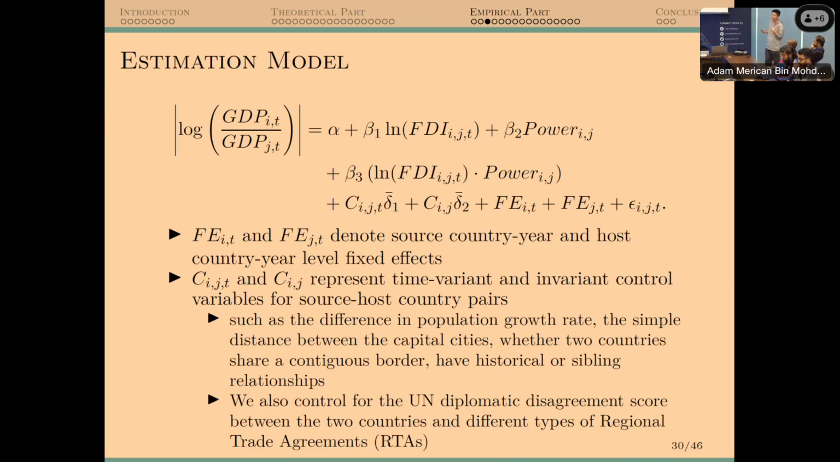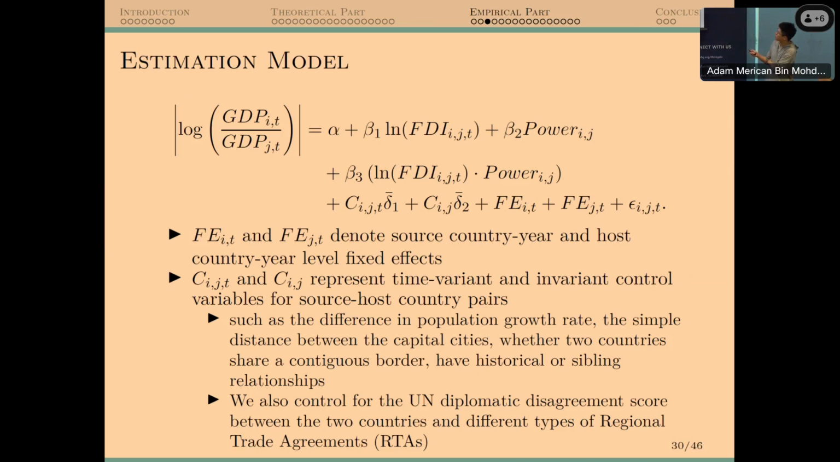But all these are just going to fall out once you have fixed effects, right? Any kind of time-invariant controls, you just don't need them, no? No, this one is a country-time fixed effect, right? This is the source country, this is the recipient country. But my control variables are on the IJT level. They are country-pair time control variables. For example, the diplomatic disagreement score. They vary over time, that's why it can be controlled.